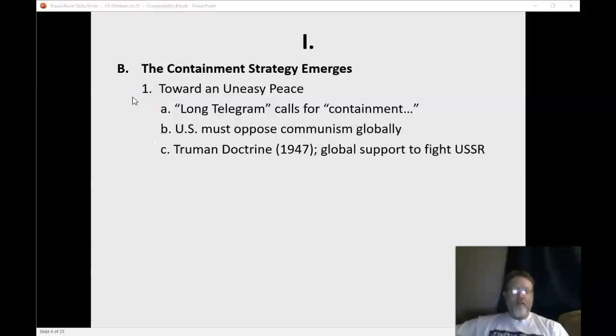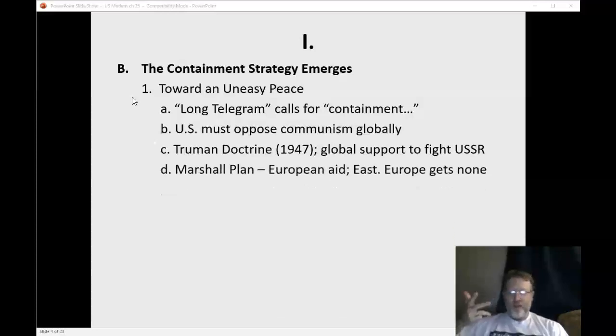Very quickly, he suggests assistance for countries like Greece and Turkey. Greece and Turkey are both countries that are close to the Soviets. I think Turkey actually borders the Soviet Union.